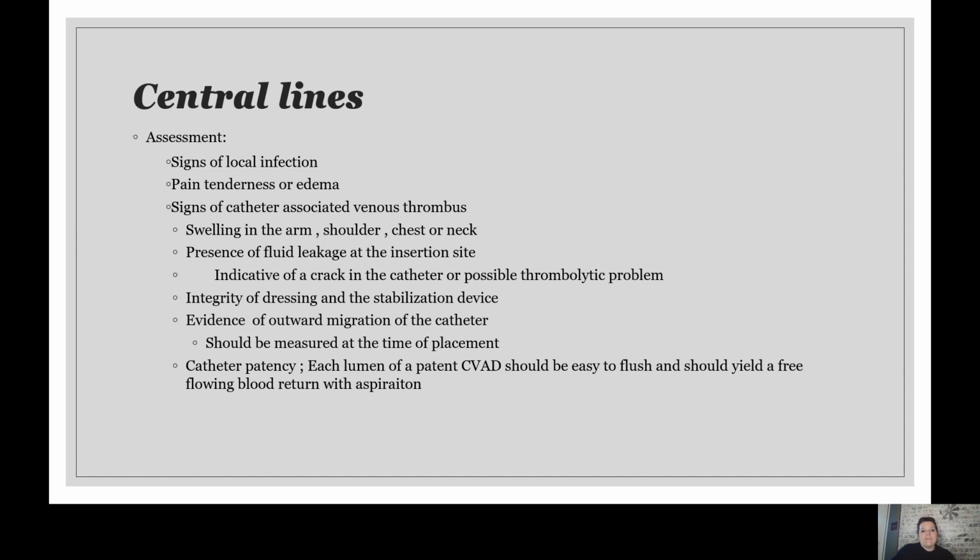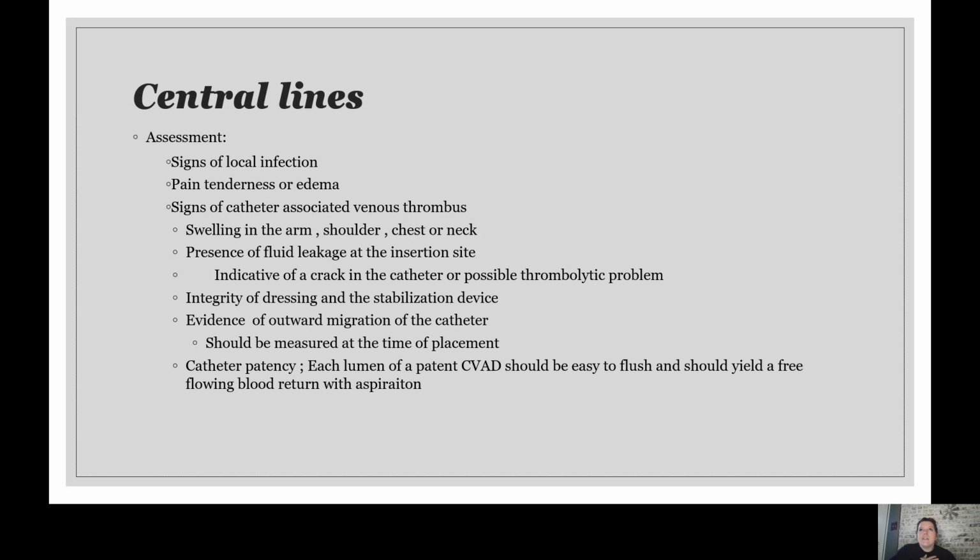We will see presence of leakage at the insertion site. We don't want to see any of that. That could indicate a possible crack in the catheter or problems with clotting. We want to check the integrity of the dressing. Is it soaked? Is it peeling off of our patient? Is our stat lock, which is the thing that holds it in place, peeled completely up?